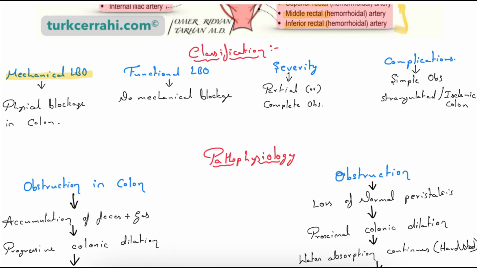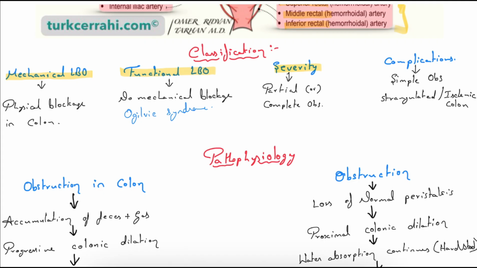Second, you can see functional large bowel obstruction, that is pseudo obstruction. There is no mechanical blockage. An example is Ogilvie syndrome. Okay, that is functional dysfunction, a functional blockage, and no mechanical blockage.